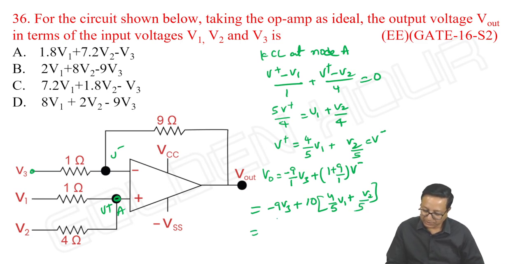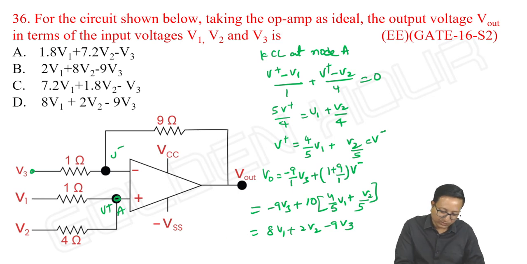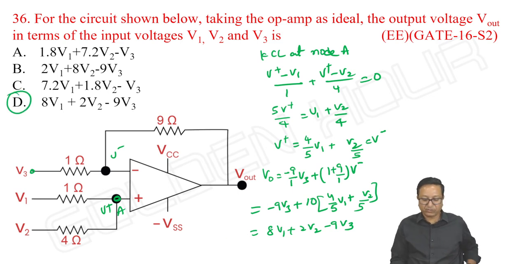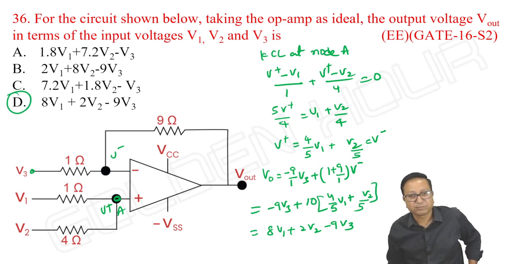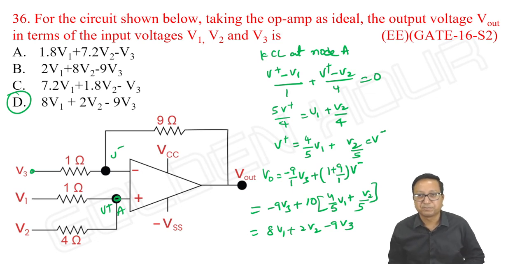Okay, so finally what we can write here is 8V1 plus 2V2 minus 9V3. So option D is correct.